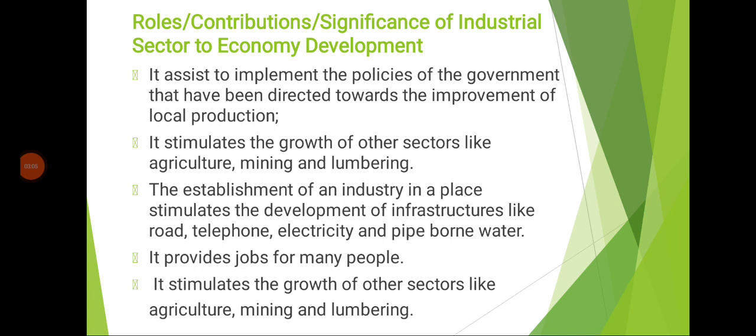Number 1, it assists to implement the policies of the government that have been directed towards the improvement of local production. Number 2, it stimulates the growth of other sectors like agriculture, mining, and lumbering. Number 3, the establishment of an industry in a place stimulates the development of infrastructures like road, telephones, electricity, and pipe-borne water. Number 4, it provides jobs for many people. Number 5, it stimulates the growth of other sectors like agriculture, mining, and lumbering.